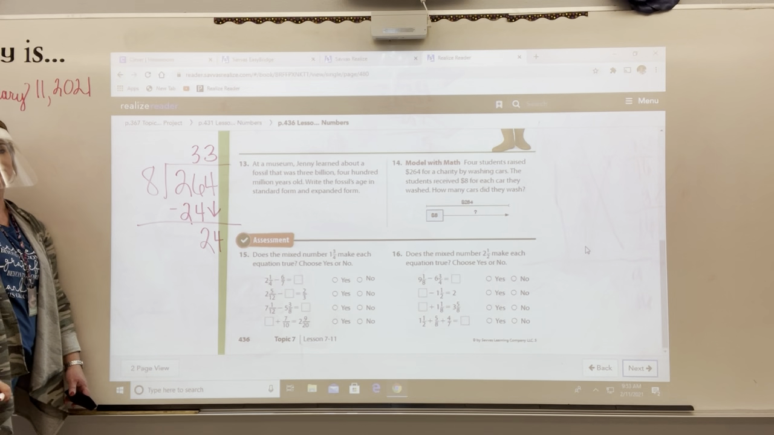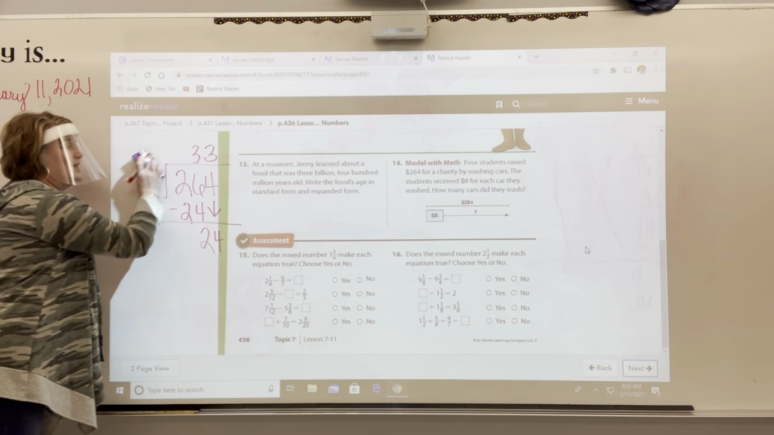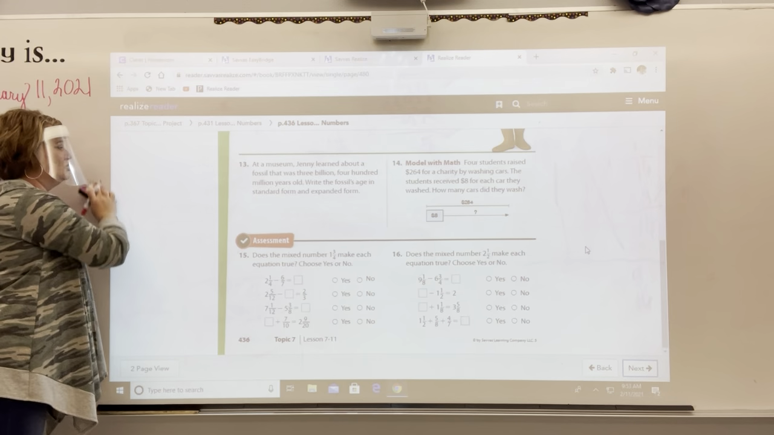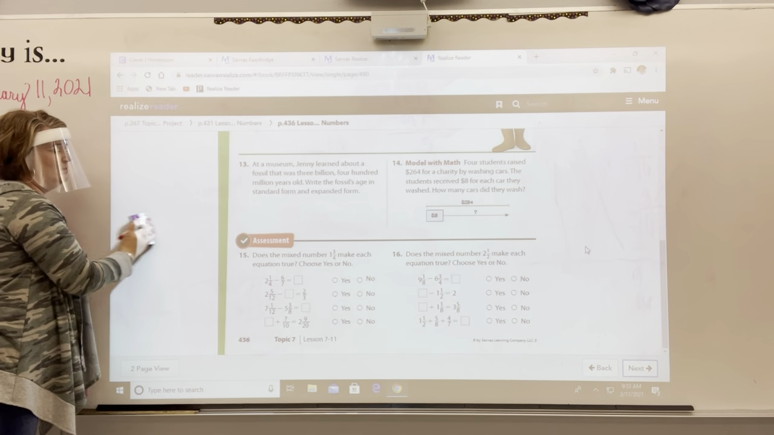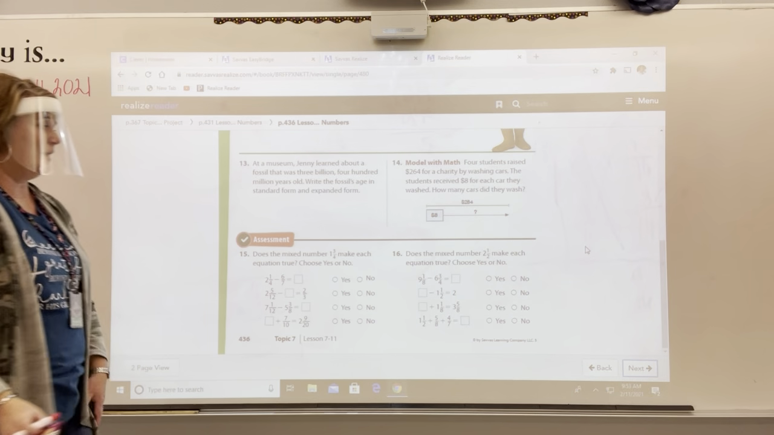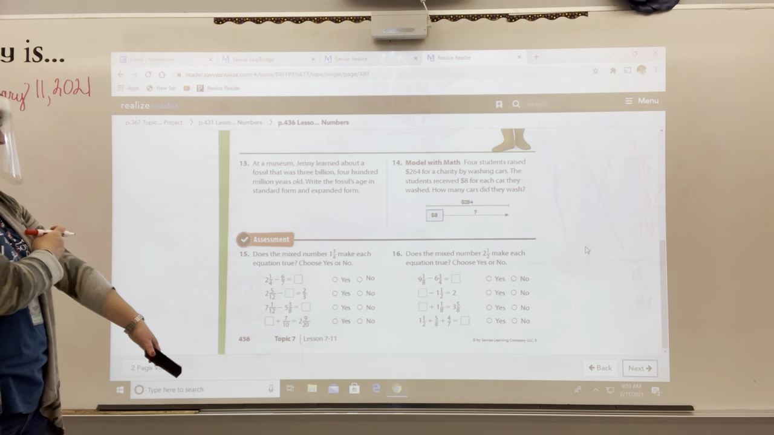Split up means divide. Y'all were guessing on that. Somebody said subtract. That's not true. Split up doesn't mean subtract. Somebody said multiply. Multiply would get bigger. Split up means we're dividing it up.